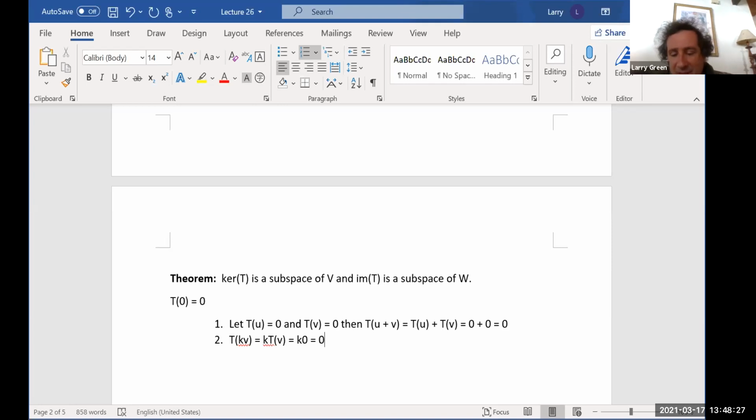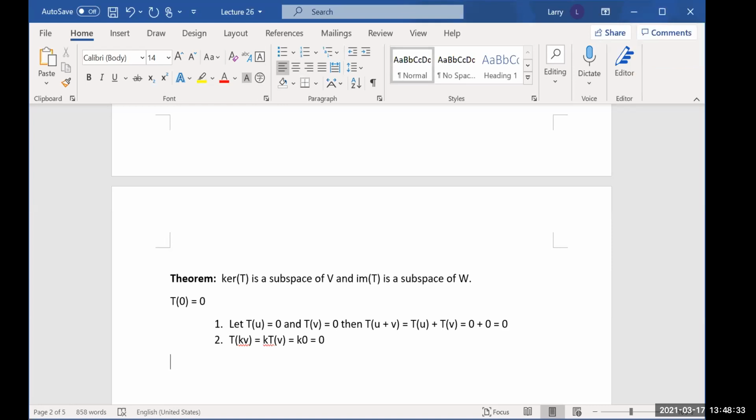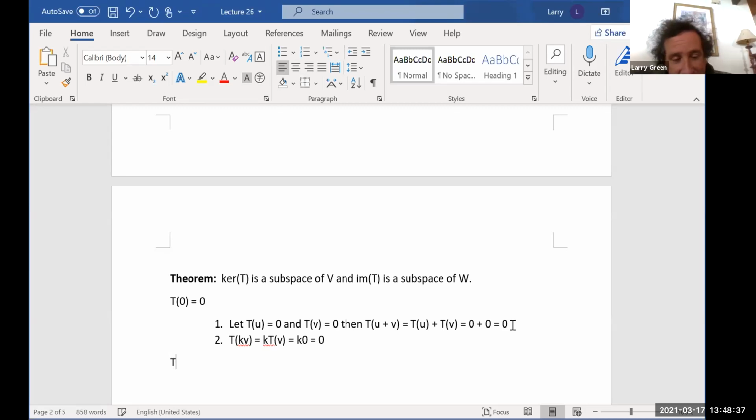Okay, how about the image? We do the same thing, except now looking at the image. So notice that T of 0 is equal to 0. So 0 is in the image of T.